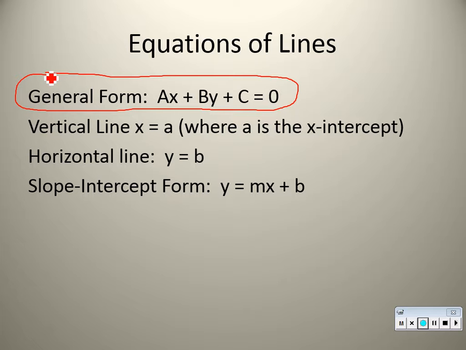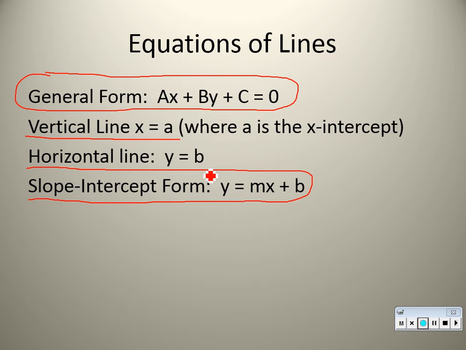We also have the equation for a vertical line where the slope is undefined, and that's x equals a, where a is the x-intercept. We also have the equation for a horizontal line, and that's y equals b, where b is the y-intercept. And then, hopefully this is familiar to you since we've been talking about it the last couple days, the slope-intercept form, y equals mx plus b. Slope-intercept form is by and large the easiest way to write the equation for a line.